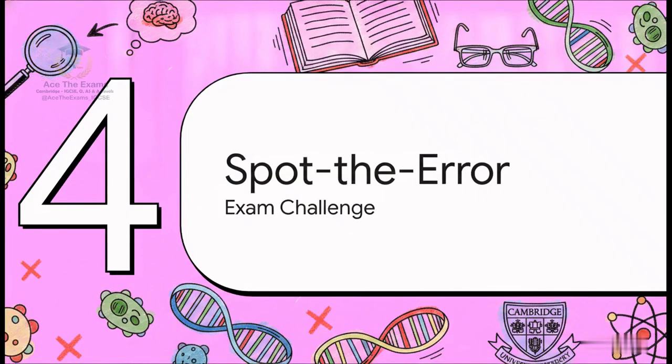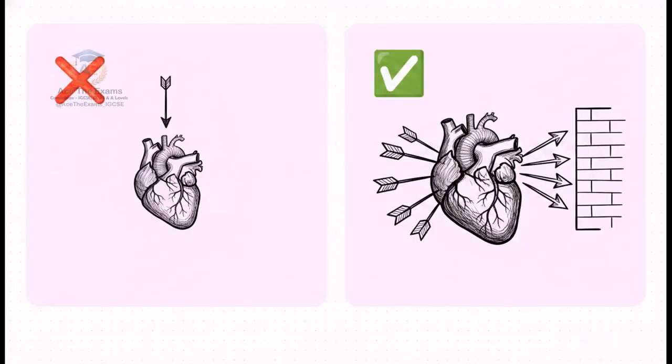Let's see how you do. Let's test that evaluative thinking right now. I'm going to escalate the stakes with a classic Cambridge-style past paper scenario. Look at these 2 answers explaining why the left ventricle is thicker. The flawed answer says the ventricular wall is thicker because it pumps harder.